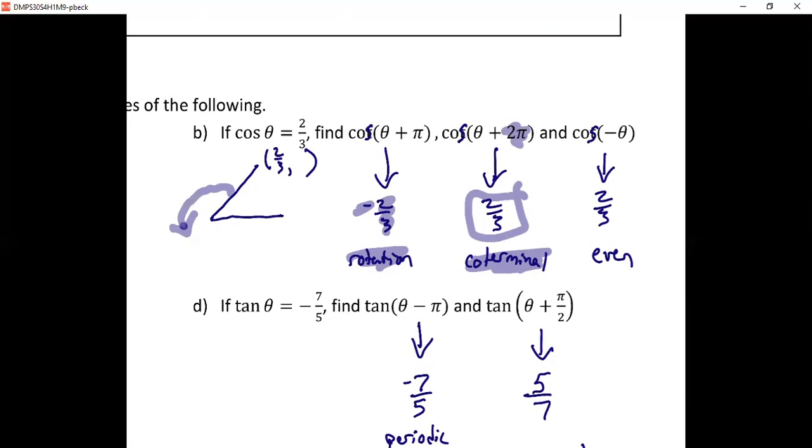Cosine of negative theta, if we go below the x-axis, the x value is going to be the same, so we end up with 2/3. So we could treat this as an even function. Cosine is even, so cosine of negative theta is the same thing as cosine of theta.